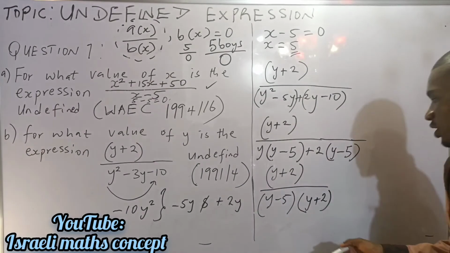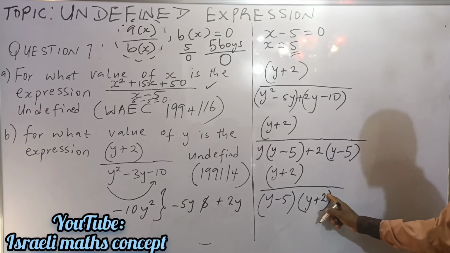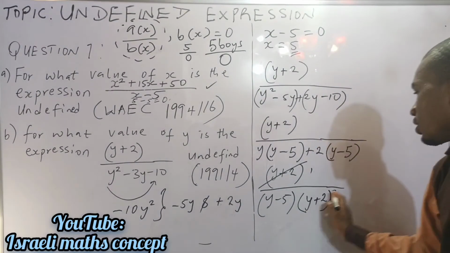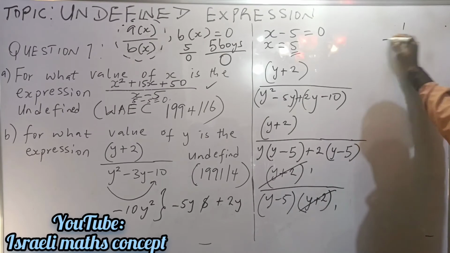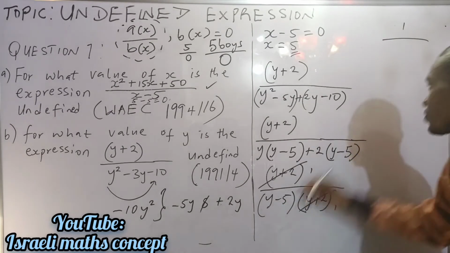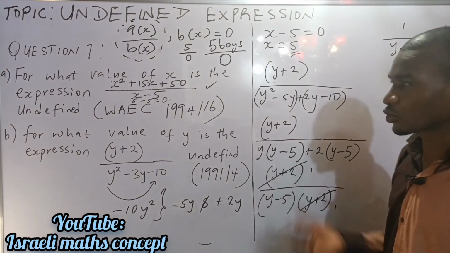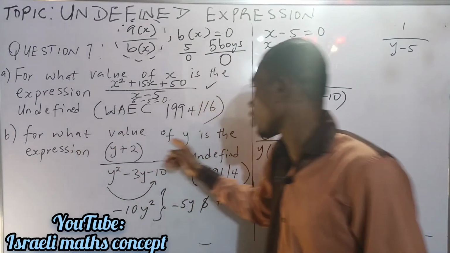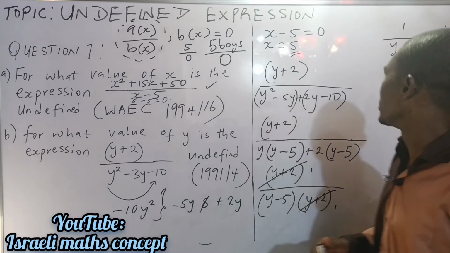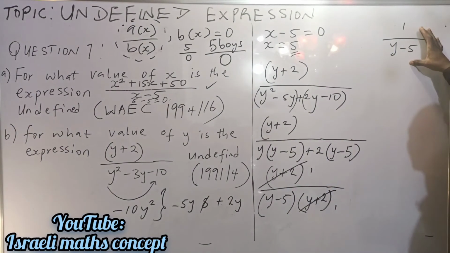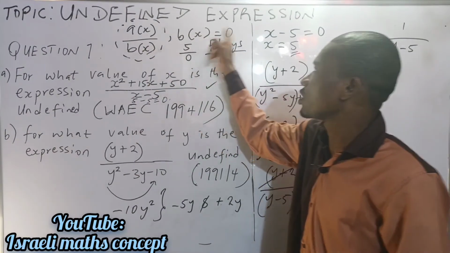Then you can see obviously that y plus 2 is common with y plus 2 here. So this divided by 1 can cancel out this one, and we are left with 1 all over y minus 5. But remember, we are not through yet because we are asked for what value of y the expression is undefined. For this given expression to be undefined, remember that from the definition, the denominator of the fraction should be equal to 0.